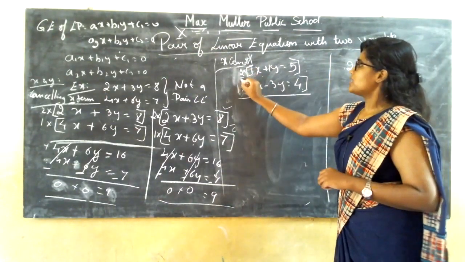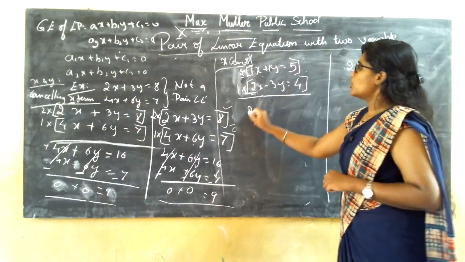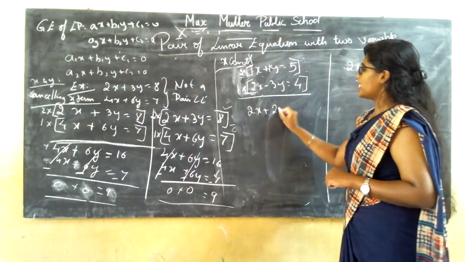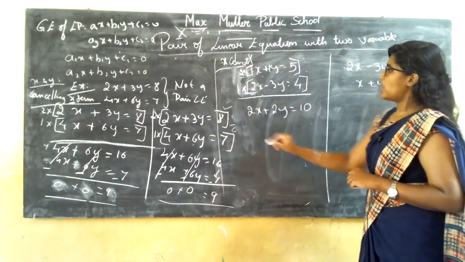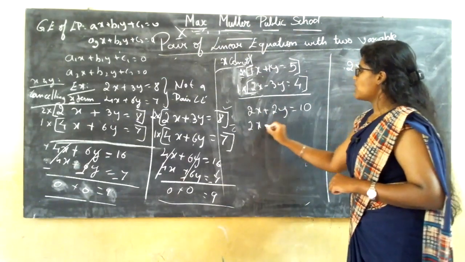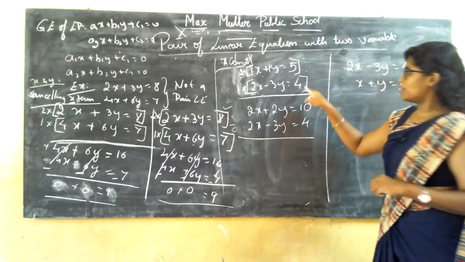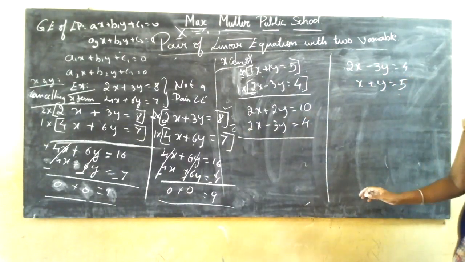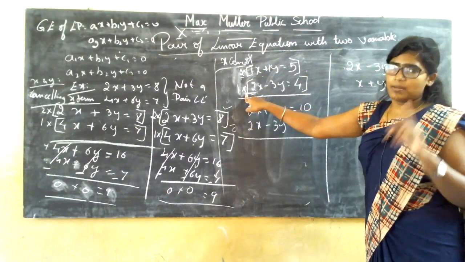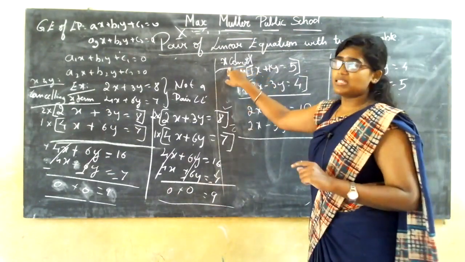Now multiplying this 2 for the whole equation, what do you get? 2x plus 2y is equal to 10, and then 2x minus 3y is equal to 4. This equation is being kept as it is because you are going to multiply it by 1. Here you are going to cancel the x terms.